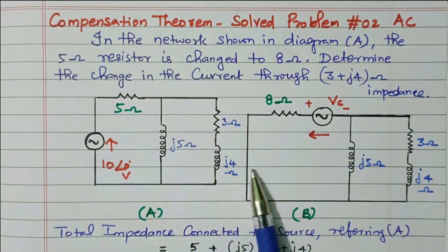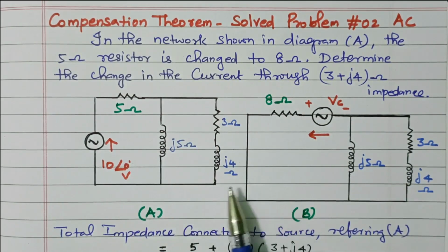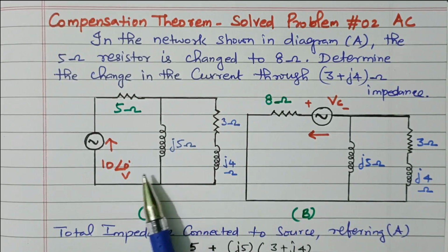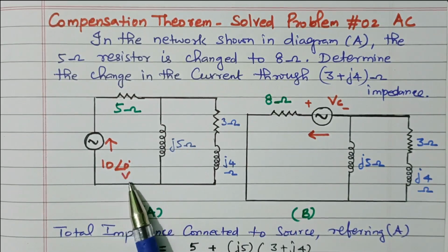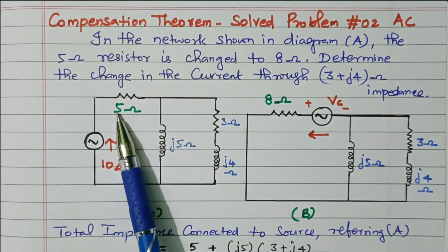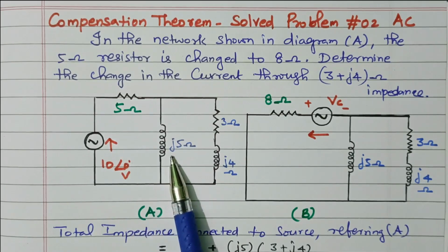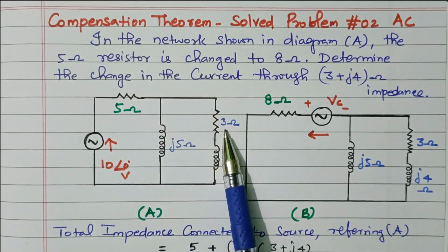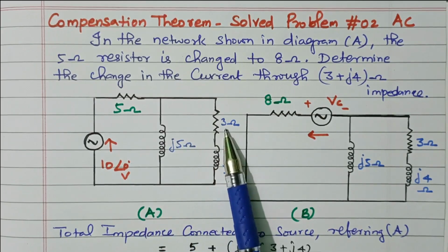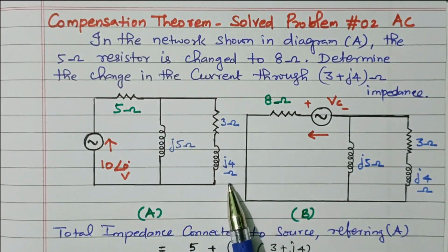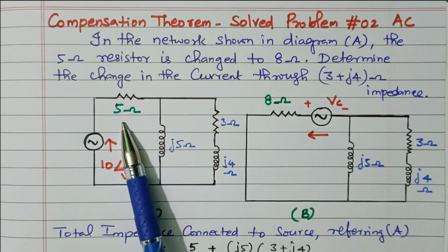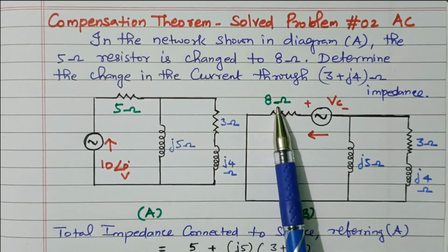So there are two networks available, network A and network B. This is the original network. A 10 volt, 0 degree voltage source is available, with a 5 ohm resistor and one inductor of j5 ohm, and one more resistor and inductor connected in series, 3 ohm and j4 ohm. The problem is that this 5 ohm is now changed to 8 ohm.